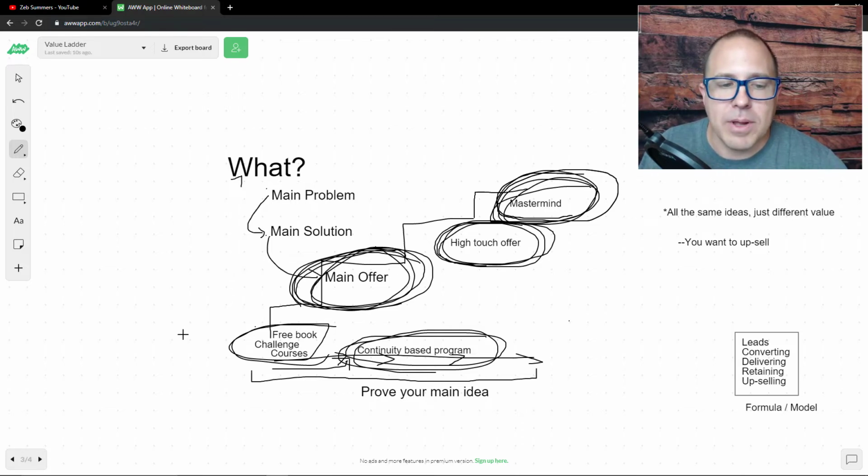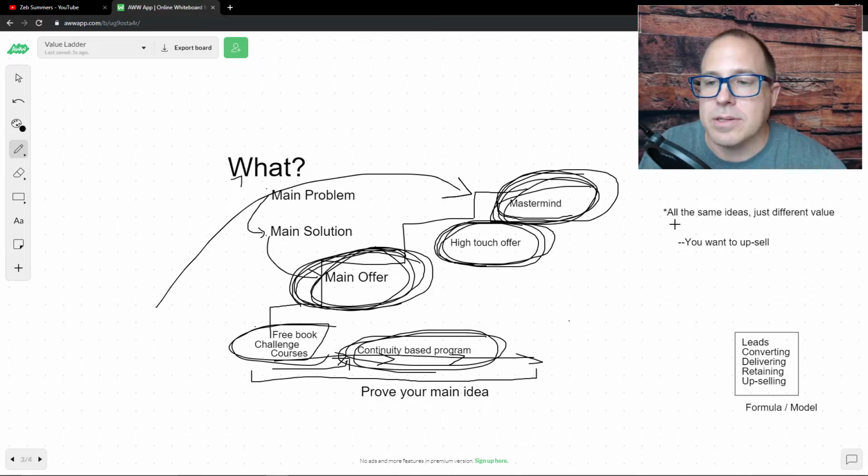Now, most people come in right here, and then they'll go to your main offer and they'll never come back. Or they'll come in here and they'll never come back. Or maybe they don't even want to come in here. Maybe they just want to go straight to the mastermind or the high touch products. All right, so all the same ideas, they're just different values. They're all based around this main offer. It's all the same ideas, this main offer, just different values up the ladder.